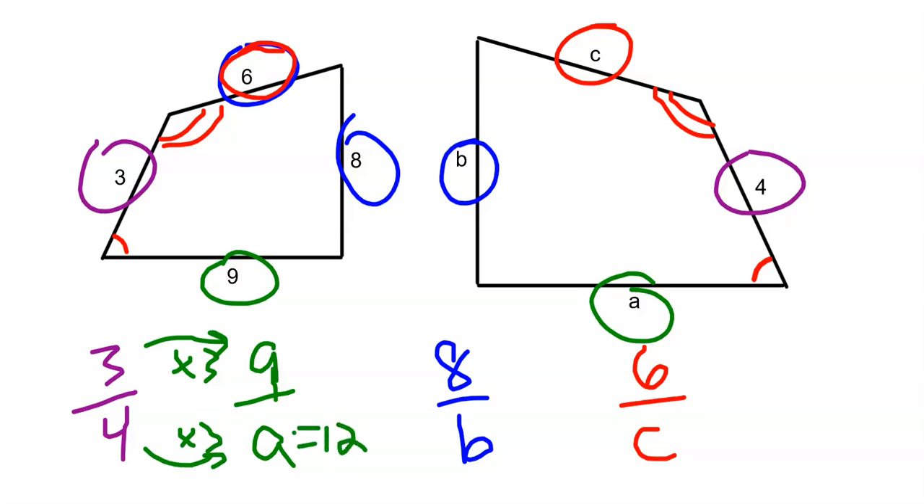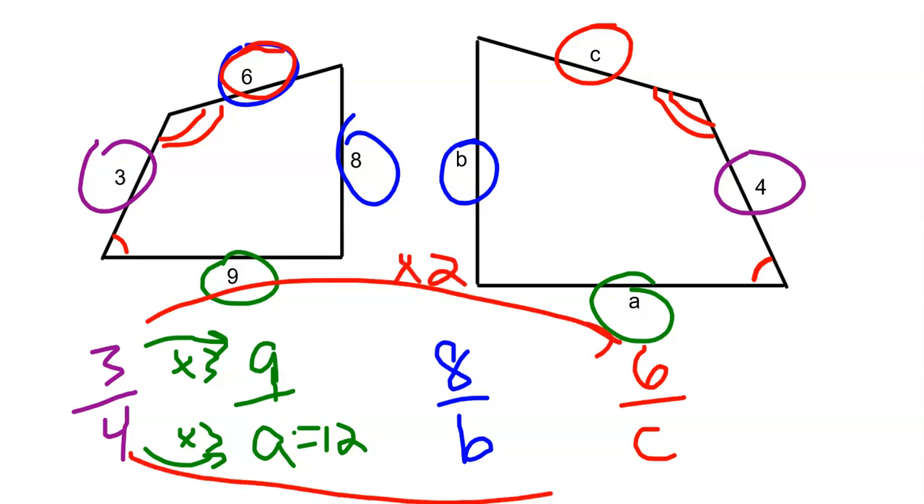I'm going to skip to C here for a second. From 3 to 6, we just multiply by 2. So from 4 to C, we just multiply by 2 to get that C is equal to 8.